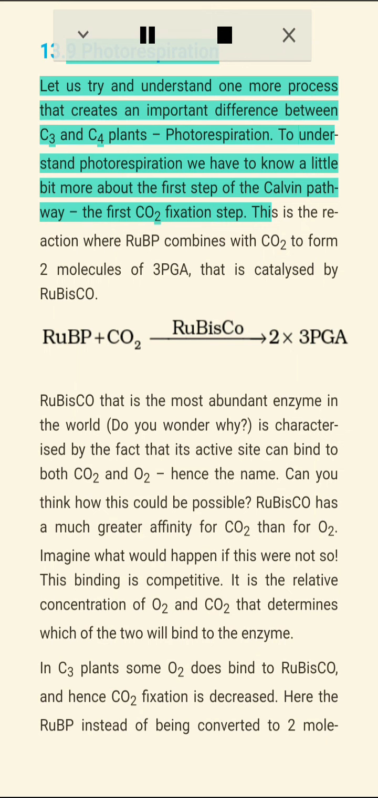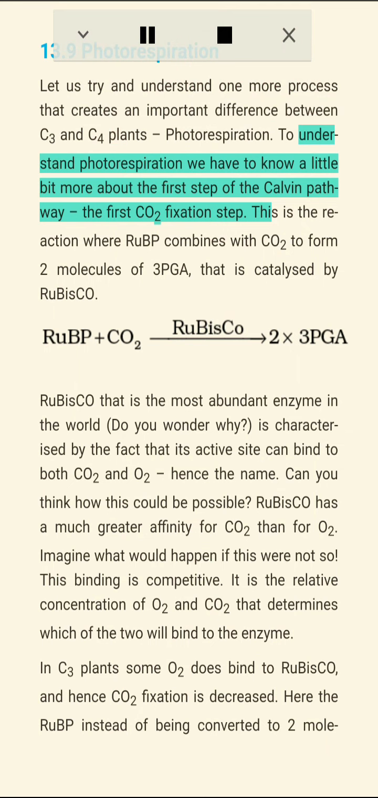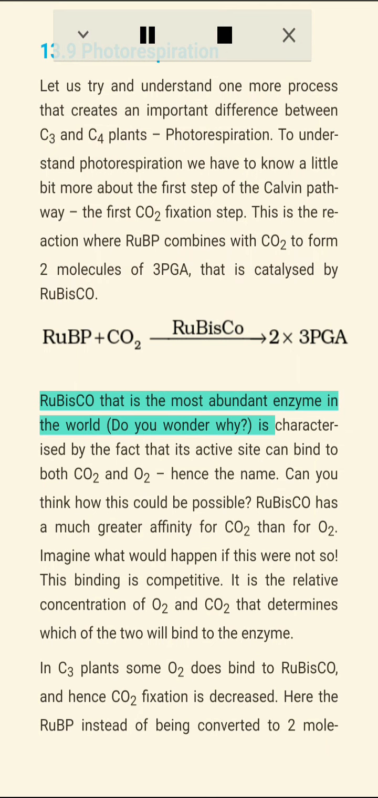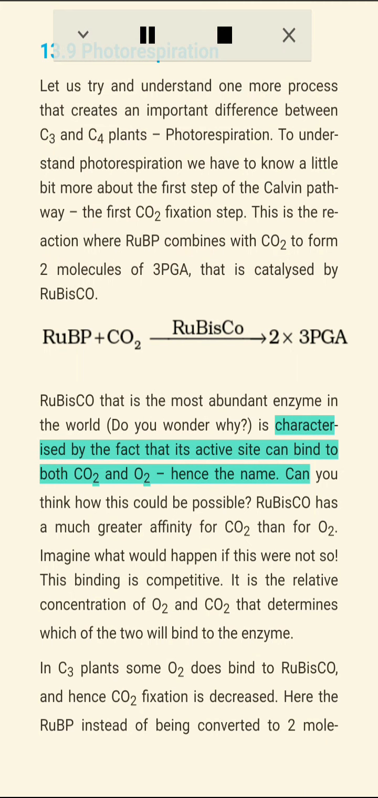Let us try and understand one more process that creates an important difference between C3 and C4 plants, photorespiration. To understand photorespiration we have to know a little bit more about the first step of the Calvin pathway, the first CO2 fixation step. This is the reaction where RuBP combines with CO2 to form two molecules of 3-PGA that is catalyzed by Rubisco. Rubisco, that is the most abundant enzyme in the world, do you wonder why?